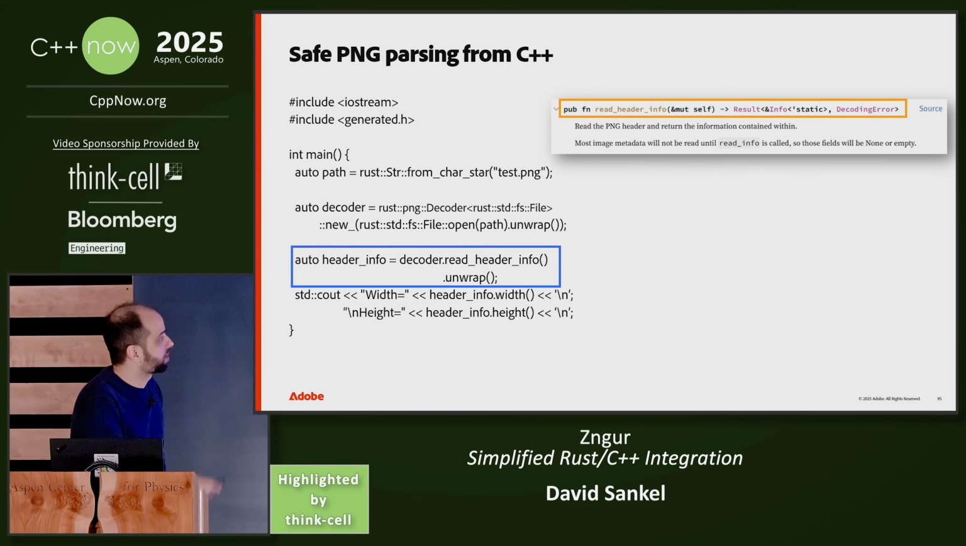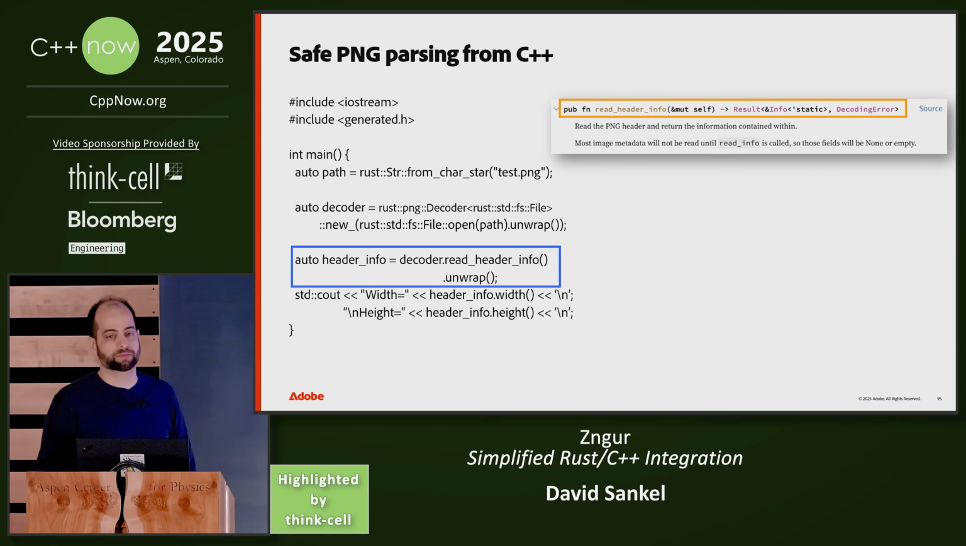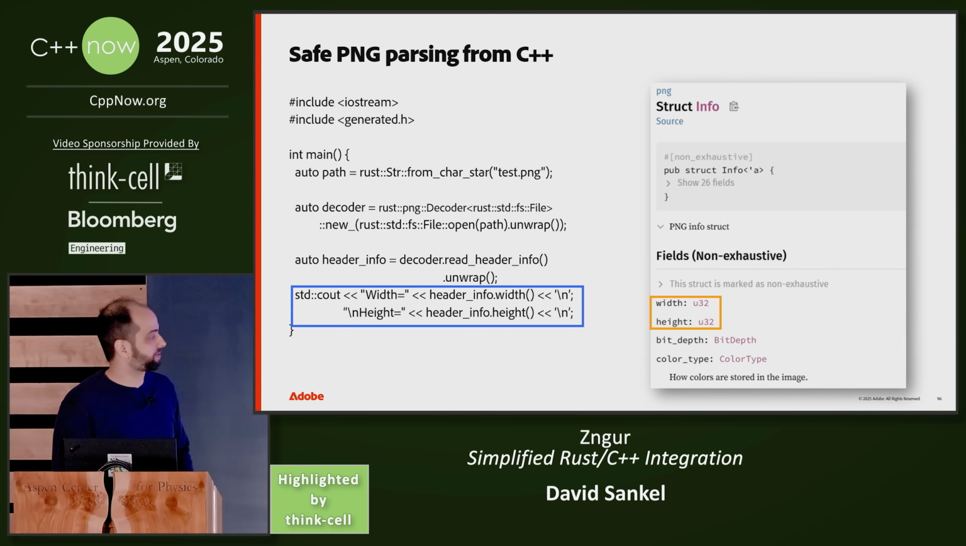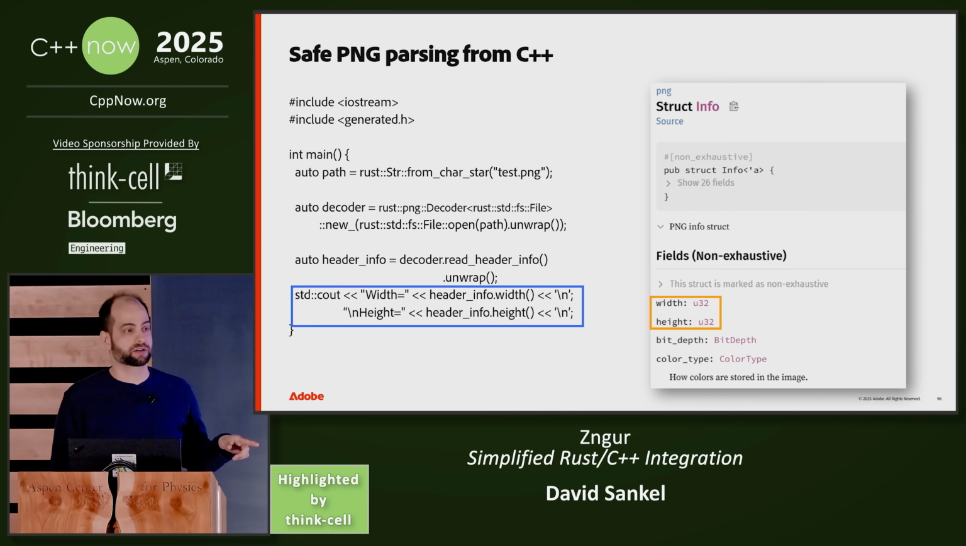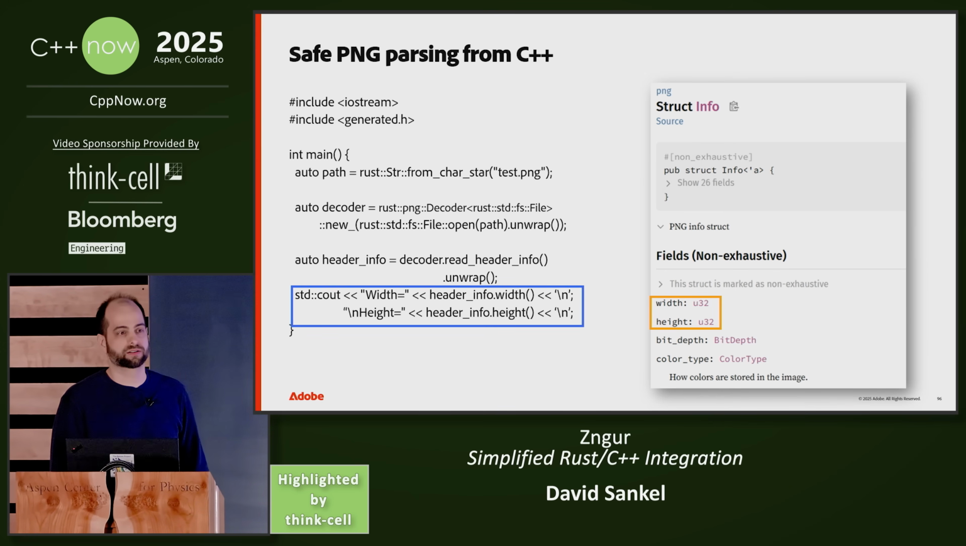Okay. We call the read header info function on the decoder. And again, this returns some kind of a result type, so we're just going to use .unwrap to get the result out of it. And then we have the width and the height, which you can see in struct Info. These are actually fields, but on the left-hand side, we're calling functions. And this is a limitation of Zngur. It doesn't expose fields. It only exposes functions. So we're going to have to do something in order to be able to add the width and the height functions that we're using here.